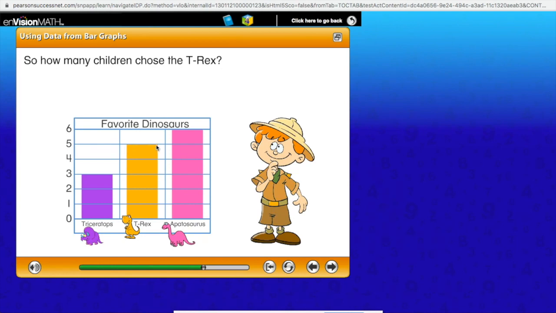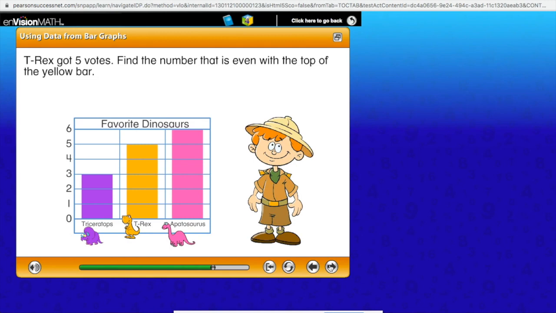Now, I almost want you to drag your finger across the computer, follow my mouse, you could do it with me. I'm going to drag my mouse across to see what number lands on the top of the T-Rex, and it is the number 5. So that means that the T-Rex got 5 votes. T-Rex got 5 votes. Find the number that is even with the top of the yellow bar.